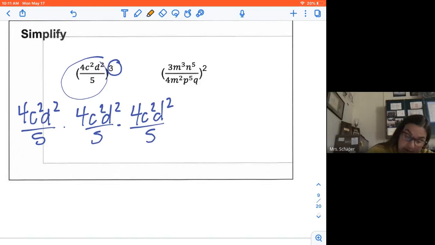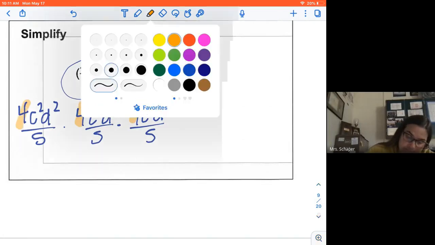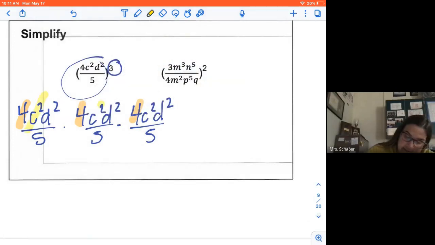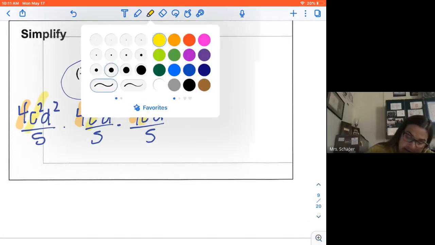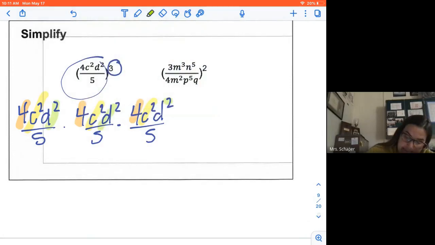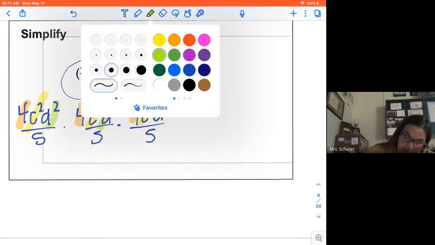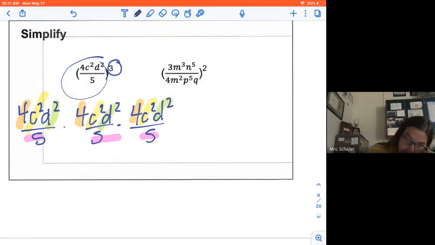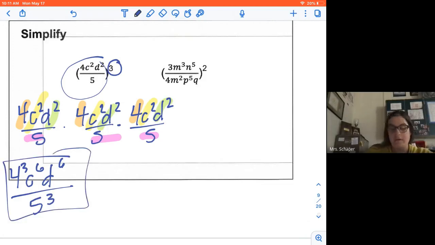And this is pulling in our multiplication from before. So I've got my 4s, I have my c's, I have my d's, and then I have my 5s. So here we go. 4 squared c to the 6th. Sorry, it's 4 to the 3rd. C to the 6th and d to the 6th, 5 to the 3rd. And there we go. That's my answer.